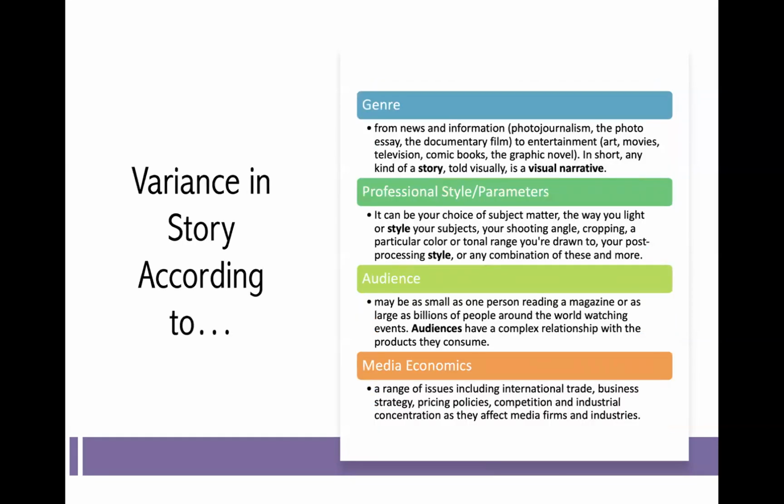Now, there's some variants in story, and they go hand in hand with a few different things. One of them is depending on the genre of the story, the visual narrative can change, right? So if you have news and information, such as the fire or the Queen's funeral photo that I showed earlier, it is a lot different than like the Barbie shot, right? Which is entertainment. And so the kind of story told will change how the visual narrative is shown.